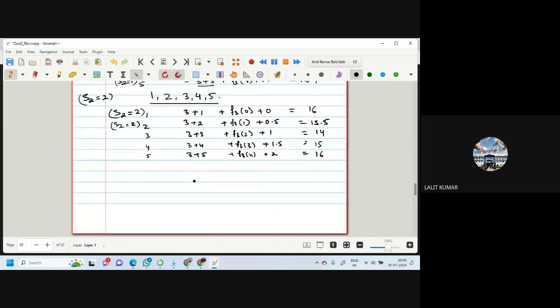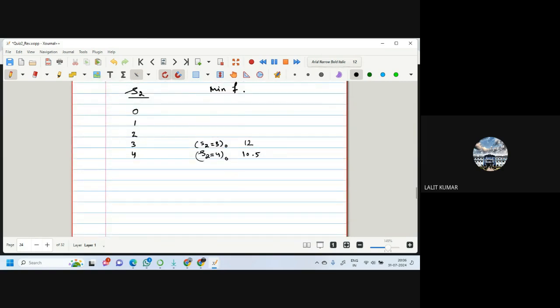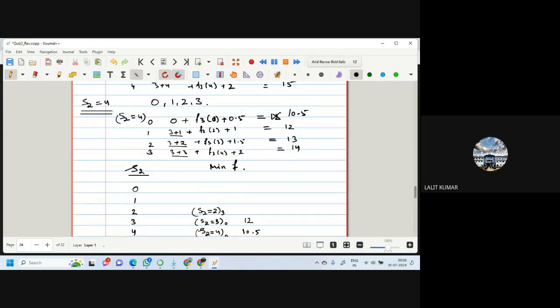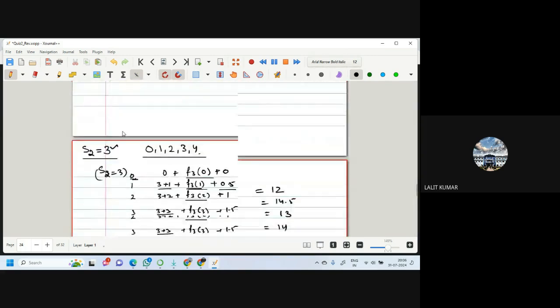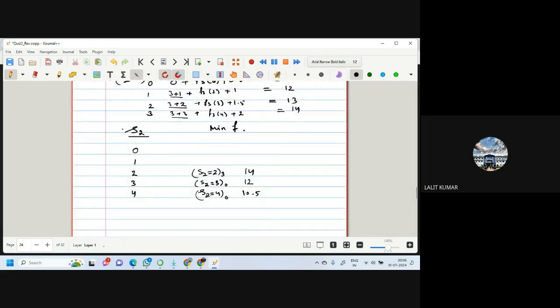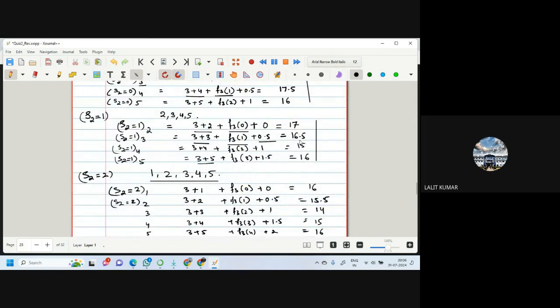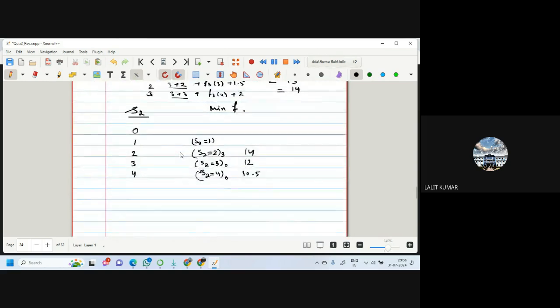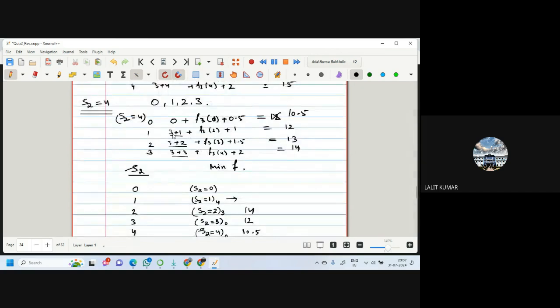Here we come, minimum is 14. S2 is equal to 2, ordering 3. S2 is equal to 2, ordering 3, value is 14. S2 is equal to 1. Oh, sorry, I have to check. S2 is equal to 1. The lowest is 15. S2 is equal to 1, 4. S2 is equal to 0. And this value is how much? 14.